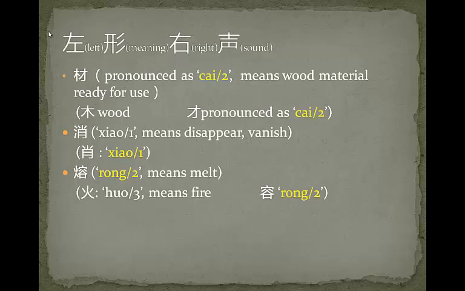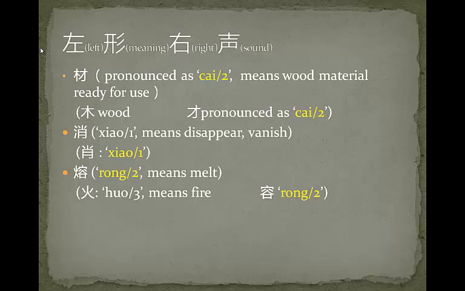Alright, the first character, 才. It's pronounced cái. Because it's really hard to type, I put /2 to indicate it's the second tone, goes up. The meaning of this character is wood material ready for use. If we divide the character into left and right, the left is the character mu, the meaning of which is wood or tree. The right part is pronounced as cái.